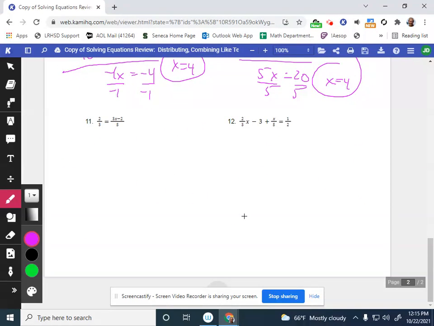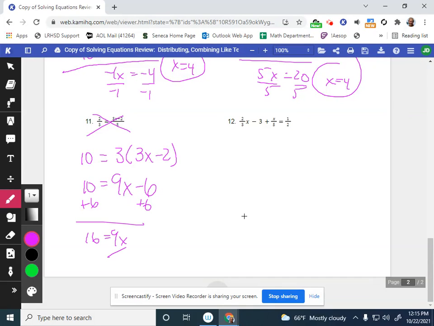Number 11 is another proportion, but this time the fractions are both set up already. So 5 times 2 makes 10. 3 times this is 3 times 3x minus 2. That has to get distributed. Then I peel away. Divide both sides by 9. X equals 16 over 9. That cannot be reduced. That's my final answer.